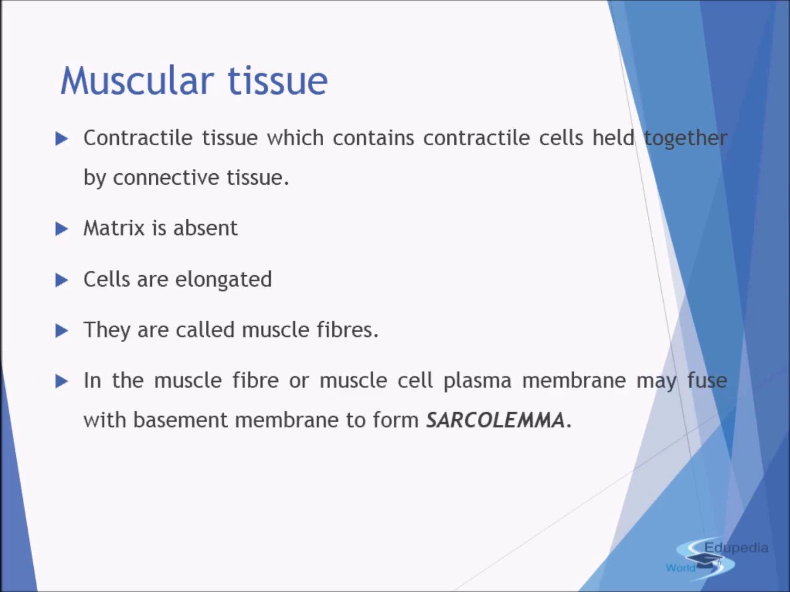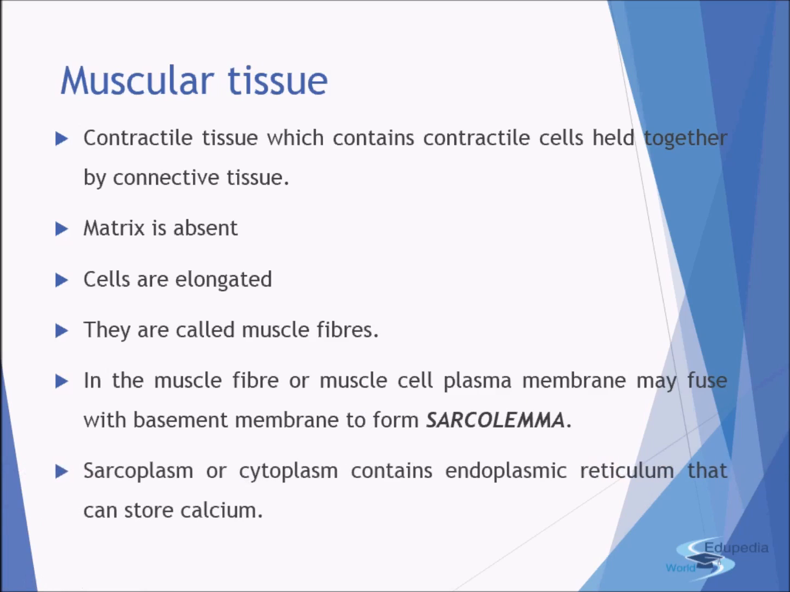In the muscle fiber or the muscle cell, the plasma membrane may fuse with the basement membrane to form the sarcolemma. So in some texts you might find that the plasma membrane of the muscular tissue is also known as the sarcolemma, but it is actually the fusion of the plasma membrane and the basement membrane. The sarcoplasm or the cytoplasm contains the endoplasmic reticulum that can store calcium. So the cytoplasm of the muscular tissue is also known as the sarcoplasm, and it has the ability to store calcium.